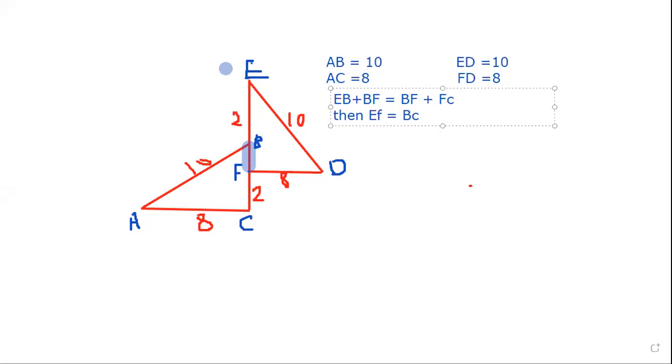Then the two triangles are congruent. Why? Because we found that each two corresponding sides are equal in length. So the triangle EFD will be congruent with the triangle BCA. Understood, grade 9? Understood? Yes.